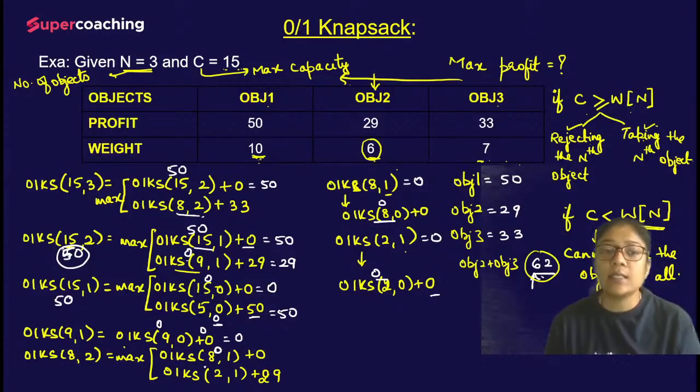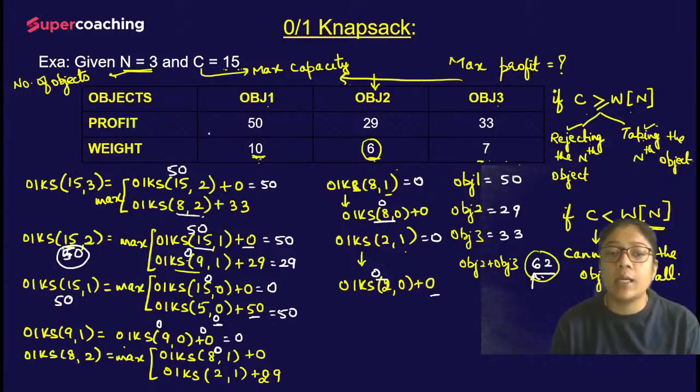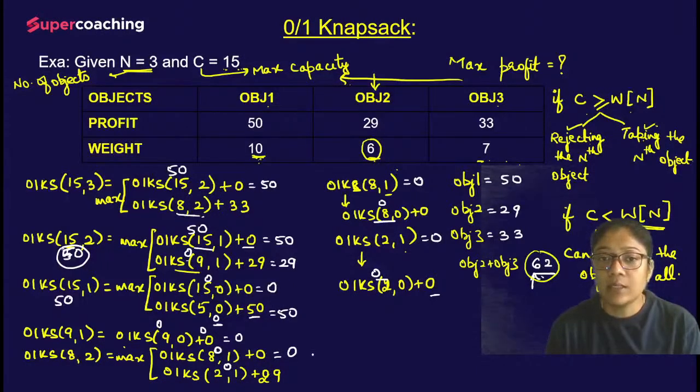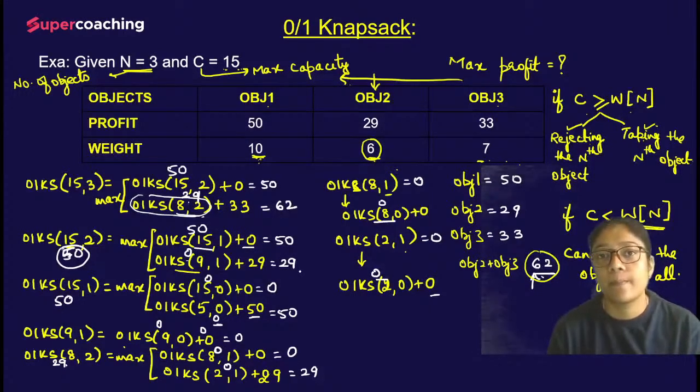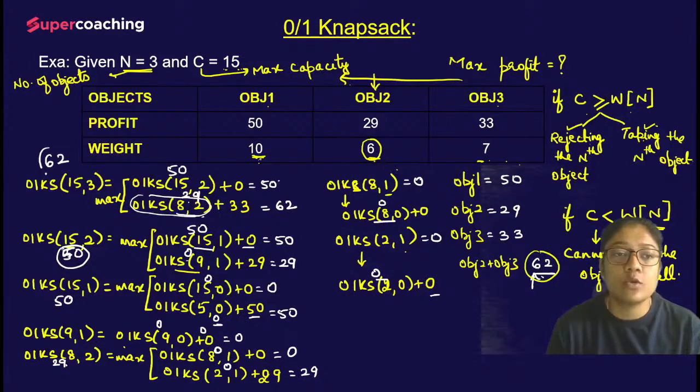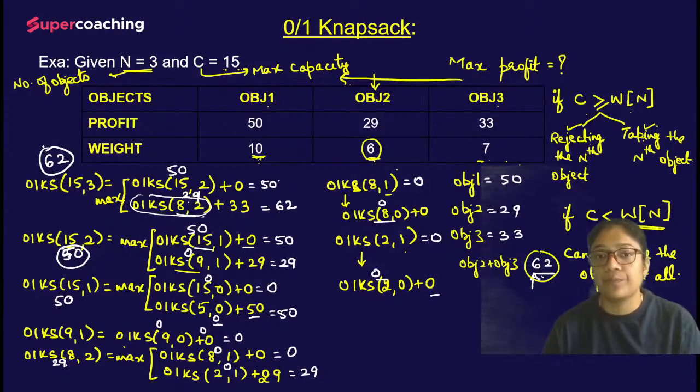आप यहाँ से डायरेक्टली देख सकते थे कैपेसिटी 8 है, ऑब्जेक्ट 1 लेना है तो ऑब्जेक्ट ले ही नहीं सकते, so that will be returning the value as 0. 0 plus 29, this is returning 29, so 8, 2 के लिए कॉल आई 29. So this function call is returning the value as 29. 29 plus 33 is 62. Out of 50 and 62, obviously 62 is the maximum value, so 62 is the optimal solution.